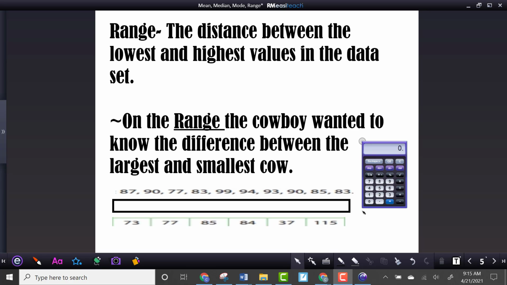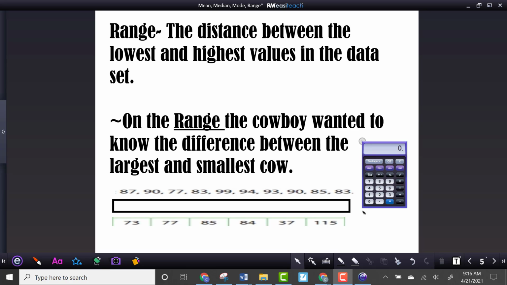Okay, the final part of this video, we're going to look at the range. And what the range is, that's the distance between the lowest and highest values in the data set. I want you to write that down. And also, a way to remember that, on the range, the cowboy wanted to know the difference between the largest and smallest cow. That's a way to remember the range.